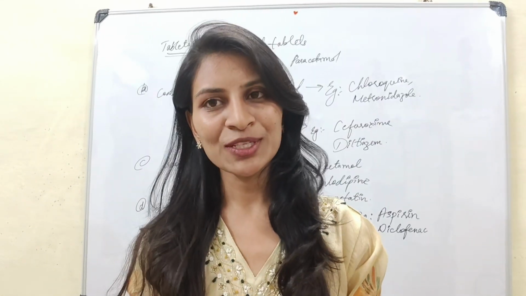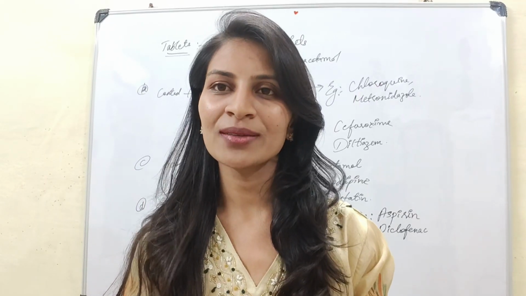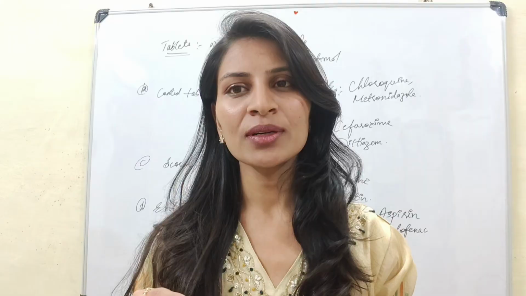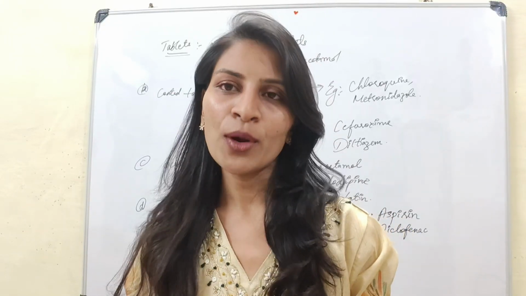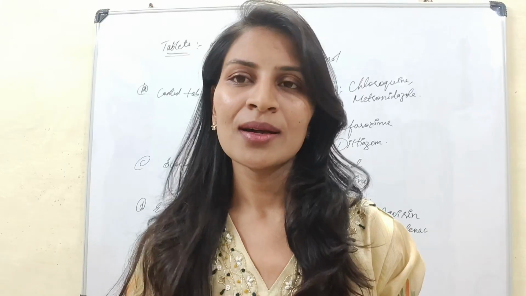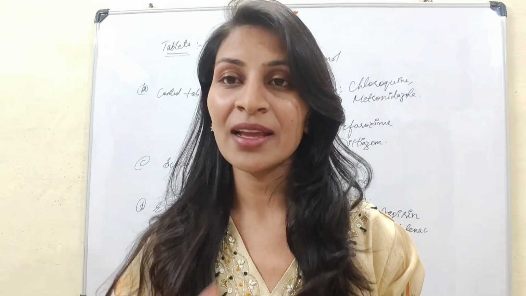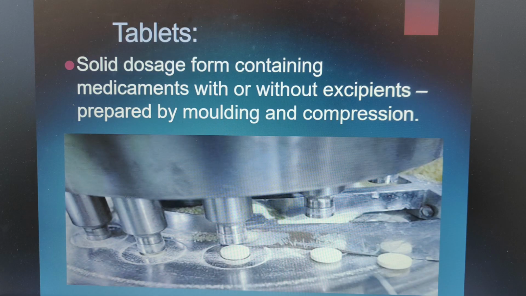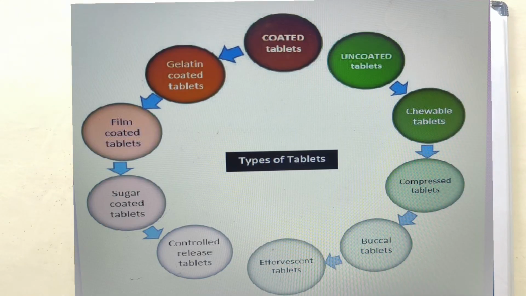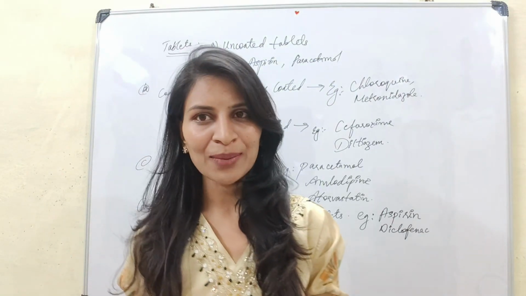So let's talk about solid dosage forms. In that, the most common are tablets. They contain a unit dose of one or more powdered or granular pharmaceutical components that are compressed under heavy pressure or molded into rectangular, disc-like or triangular shapes. There are different types. Let's see all the types one by one, and I'll show all the examples.